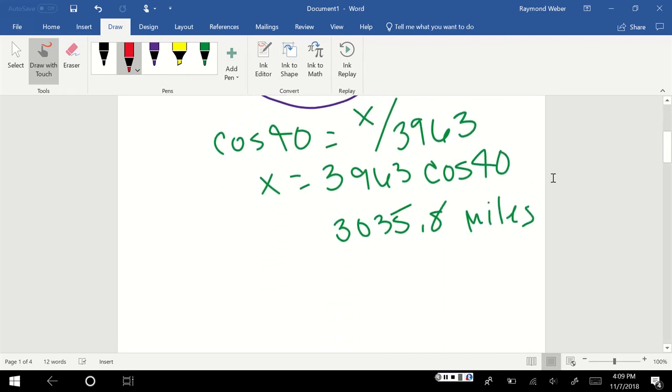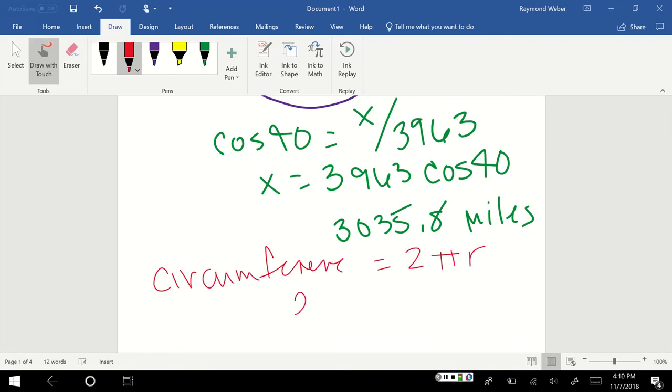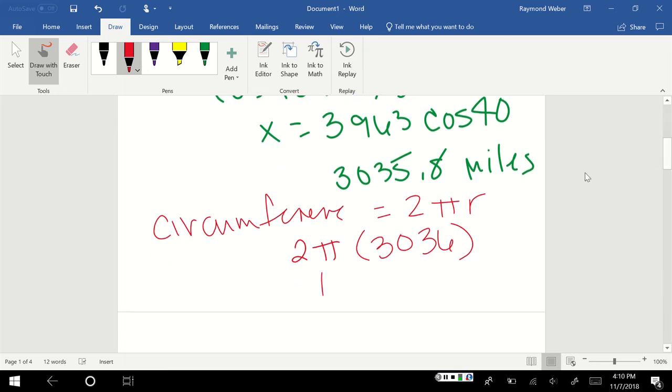Okay? I could also then figure out the circumference of the Earth at this point. Circumference is 2 pi r. So this is 2 pi times, and I'm going to round to the nearest whole number for all these, so 3,036 times 2 pi gives me a circumference of 19,076 rounded miles. So this is the circumference at 40 degrees north, okay?